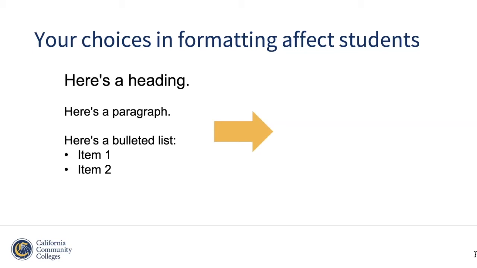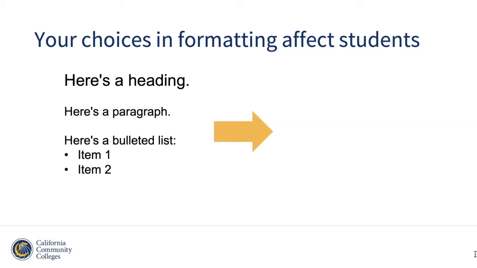On the left-hand side, this is how Canvas formats your text when you use the built-in tools in the Rich Content Editor. How can you tell that the sentence, "Here's a heading," is a heading? Yes, the text is larger. A student who is blind uses an assistive technology, for example a screen reader, to interpret our Canvas pages. A screen reader is a computer program downloaded onto the computer. It basically reads aloud what is on the page.